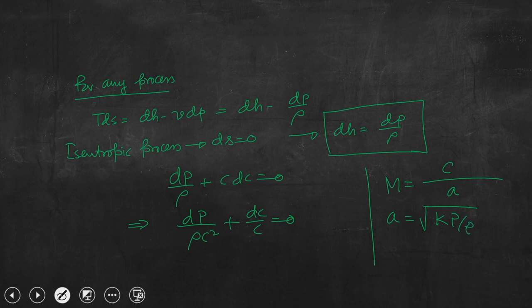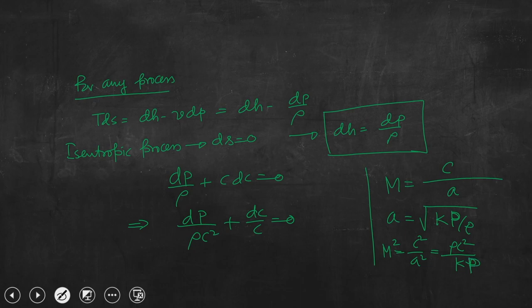So, you know that we can write M square equal to c square by a square, that is rho c square by k into p. So, this is p, k p by rho. So, what we can write from here is rho c square equal to M square into k into p, this is p.